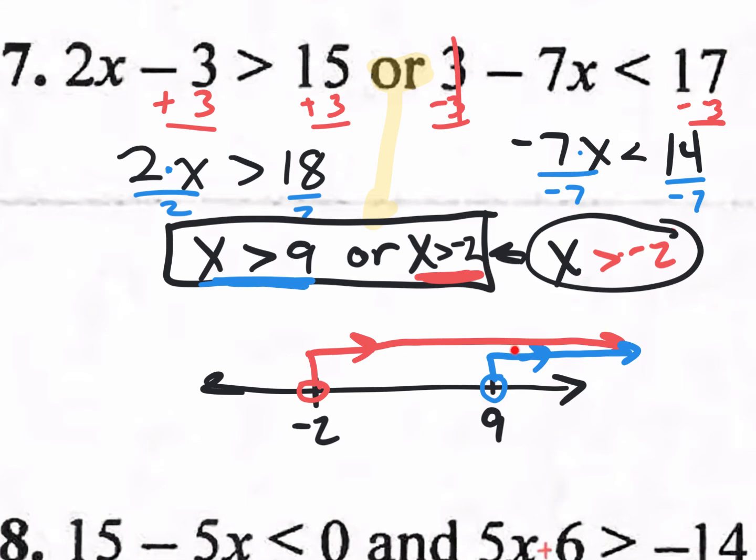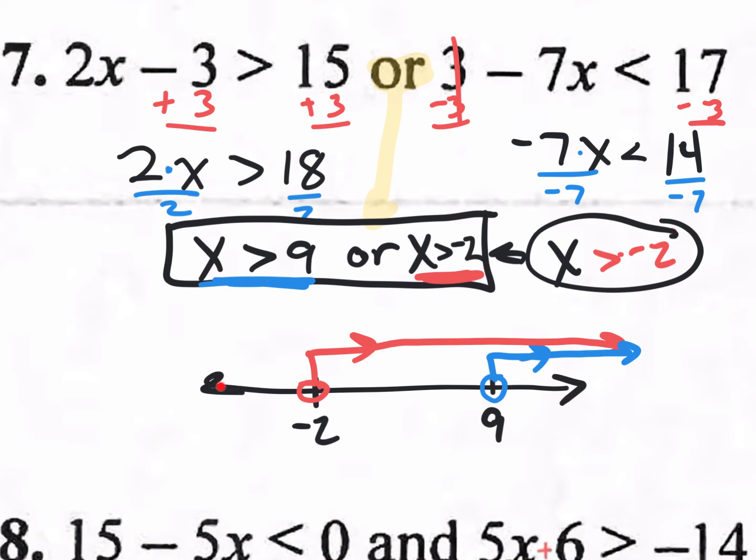Right here, the blue and the red, any value over here would work for both. Like the number 10 would work for both the x is greater than 9 and x is greater than negative 2. That's where the overlap is at. That's where it's working for the red one and the blue one. That's where the word and would be at. But we don't have the word and right here. We have the word or. So as long as it works for one of them, we're good.